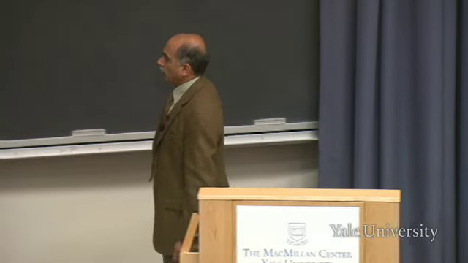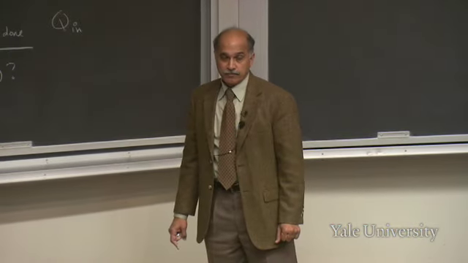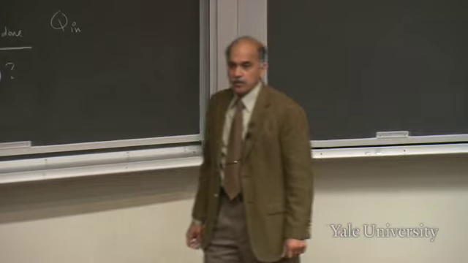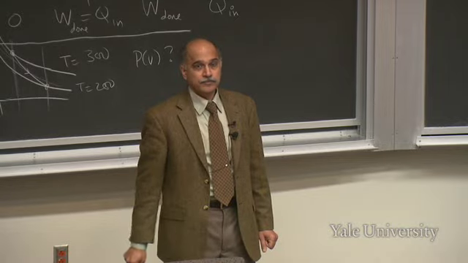So let's ask, what is P as a function of V, given that delta Q is 0? So what's our strategy going to be? How would you even begin this?